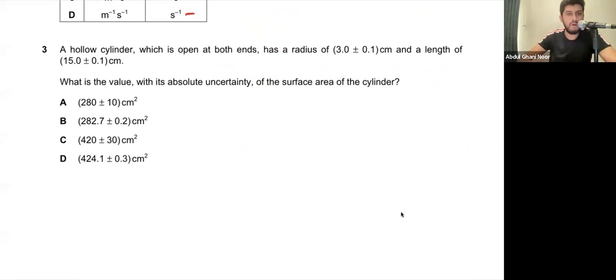Question number 3 says a hollow cylinder which is open at both ends has a radius of 3 plus minus 0.1 centimeter and a length of 15 plus minus 0.1 centimeter. What is the value with its absolute uncertainty of the surface area of the cylinder? So for this hollow cylinder, this is what our cylinder looks like. This is our hollow cylinder.